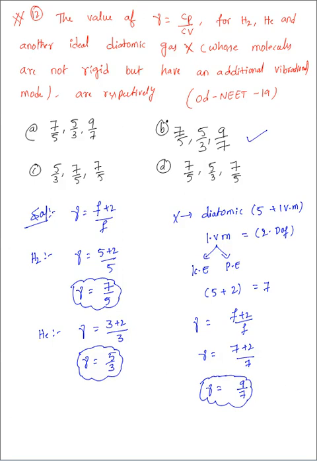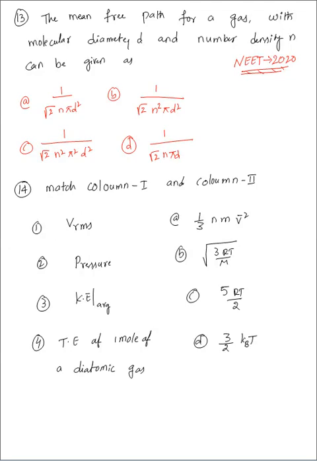Let me get into the next question. See, in question number 13 they are asking the mean free path. This is a NEET 2020 question. What are they asking here? The mean free path for a gas with molecular diameter d and number density n can be given as the options. If you observe the options now, option A is direct from NCERT. So this option is correct. And this question they asked again in NEET 14 also, which we observed: it is inversely proportional to r square, which we wrote here.